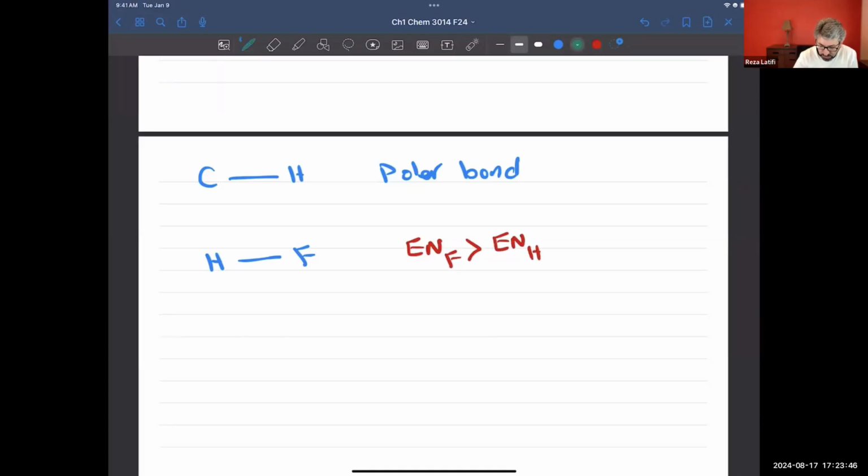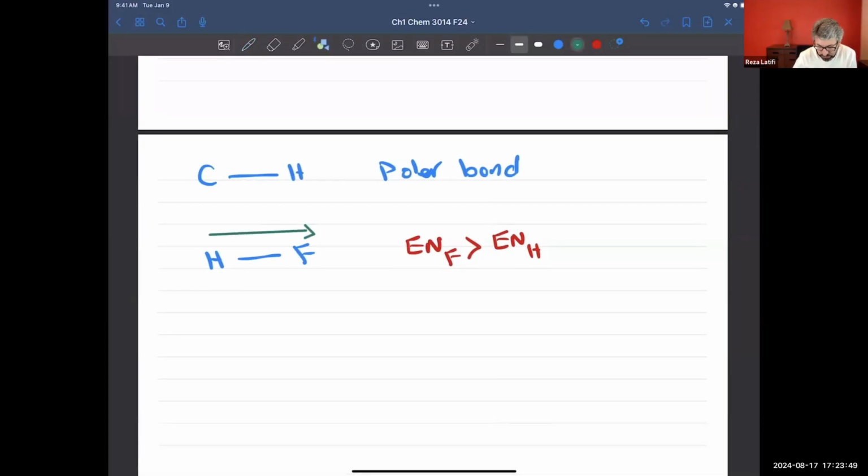So what does it mean? It means fluorine is going to pull those two electrons to itself. And what are those two electrons? I'm talking about these two electrons. That's a sigma bond, and it's made of 2 electrons. Fluorine is going to try to pull those 2 electrons. So fluorine is going to have an extra electron technically, and we show the extra electron with delta minus.